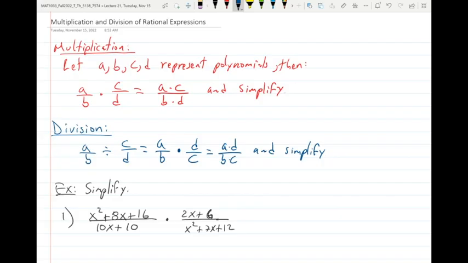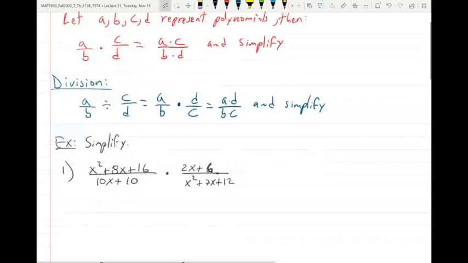All right? Any questions? Do you understand this? Yes or no? All right, so let's do examples. Again, the multiplication is just top with top, bottom with bottom. That's all you do. And division is the same idea, but first you have to turn it into a product and flip the second. Okay?